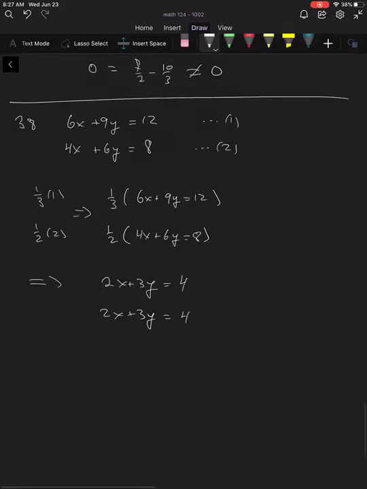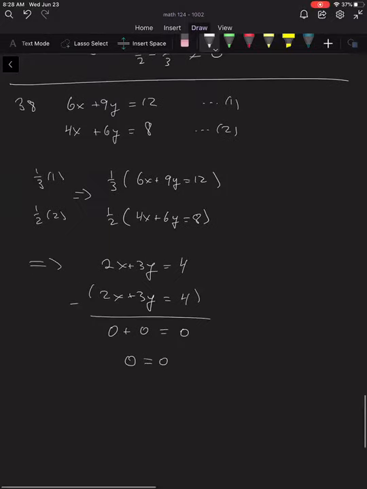So now notice that we have a 2 in front of the x, a 2 in front of the x. So if we subtract these two equations, we have 2x minus 2x, which is 0. 3y minus 3y is 0. And 4 minus 4 is 0. So we get 0 is equal to 0. So whenever we get this situation, 0 is equal to 0, what this tells us is we have infinite solutions.